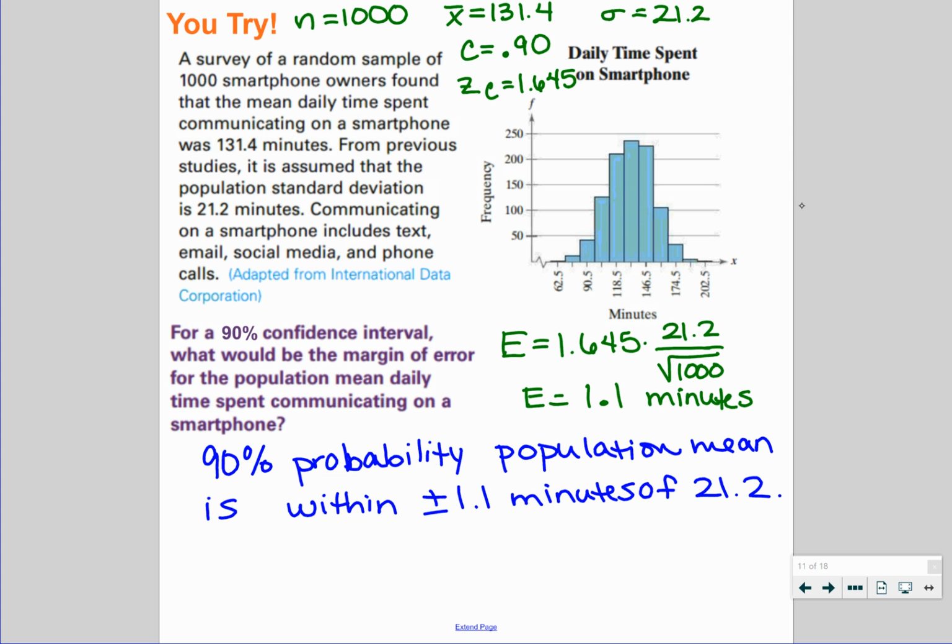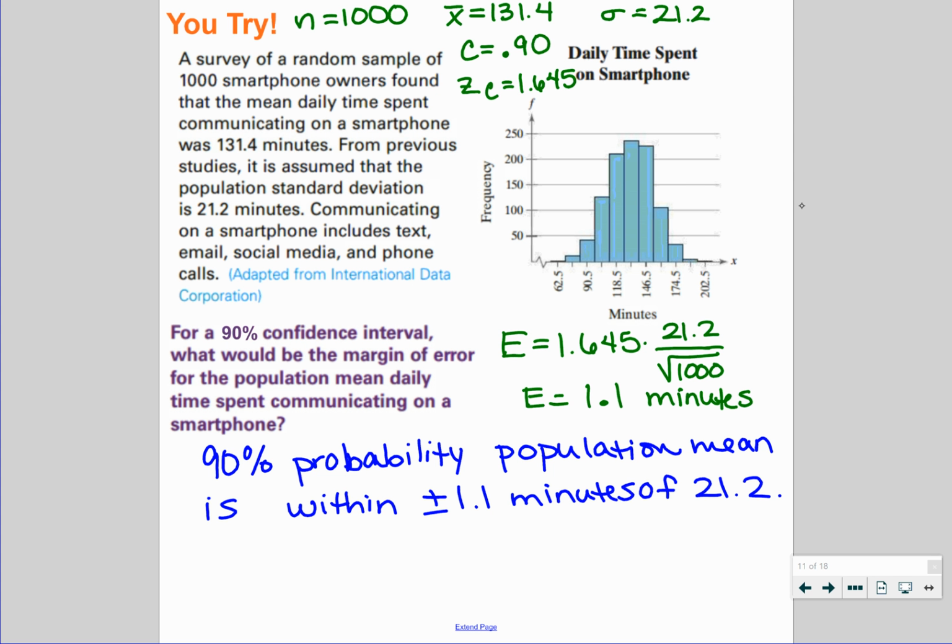So your error, 1.645 times standard deviation divided by the square root of N, should give you approximately 1.1 when you type that in, which means the error here from the estimation is about 1.1 minutes from the sample mean that was found. That's a pretty small error, and that's because you've got a pretty big sample there, right? 1,000 people is a pretty decent sample, so that's why we're seeing such a small error.